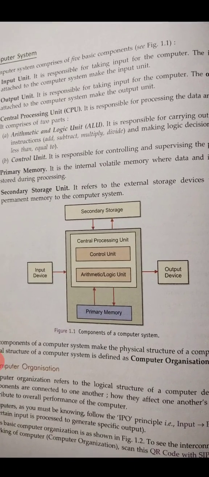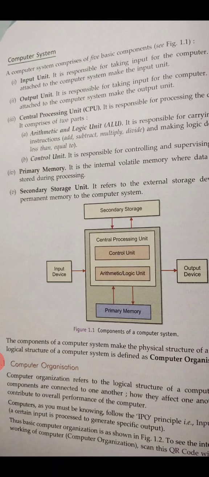Now next, see the computer system. You can see these are the components of a computer system: input device, output device, CPU. Then CPU is further divided into ALU, control unit, then primary memory, secondary storage. Now input unit means the unit responsible for taking input, like keyboard. In our computer system the keyboard is used to give input. Then you can say mouse is also an input device.